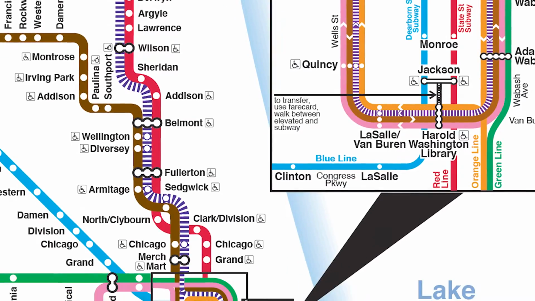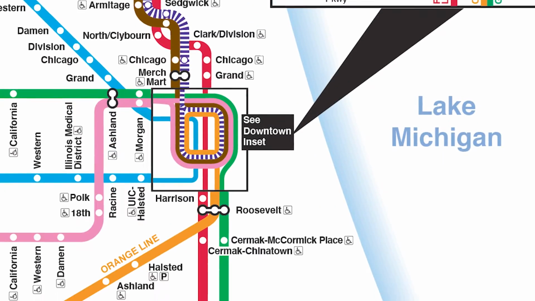The Red Line is one of the most populated lines that you can take in Chicago. It takes you to your major attractions like Wrigley Field, the Art Institute of Chicago, Navy Pier, just to name a few. If you're looking for more Chicago attractions, check out this video. But the Red Line will get you to a lot of popular places.